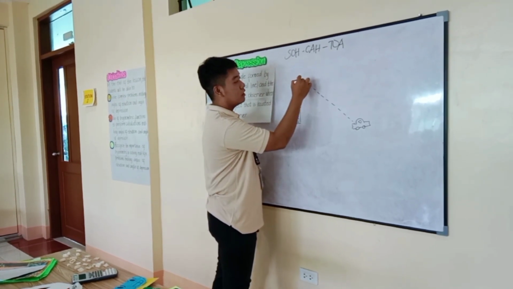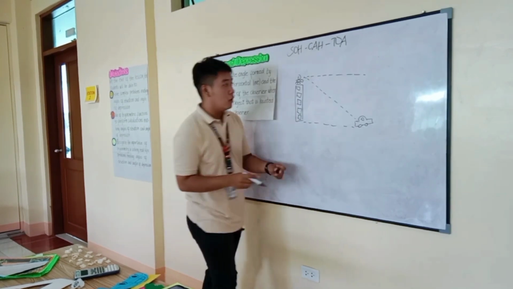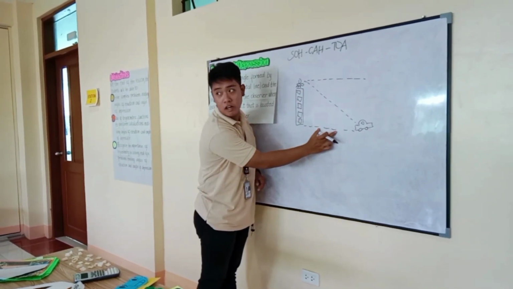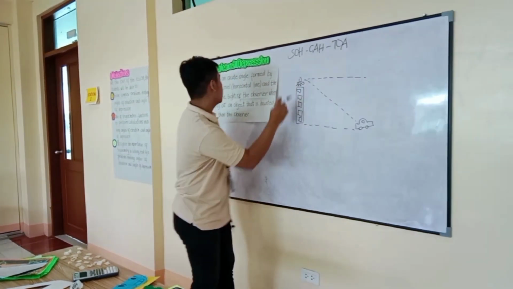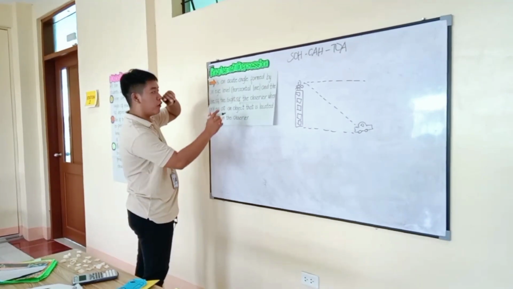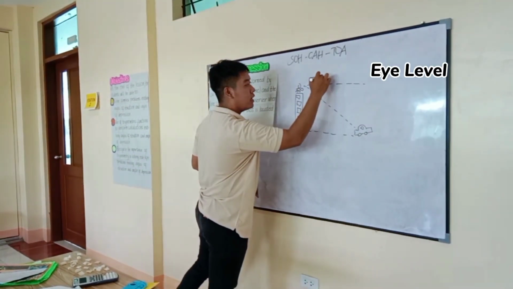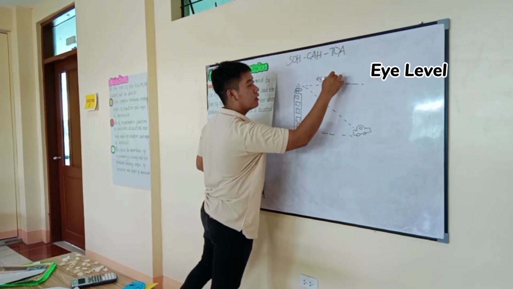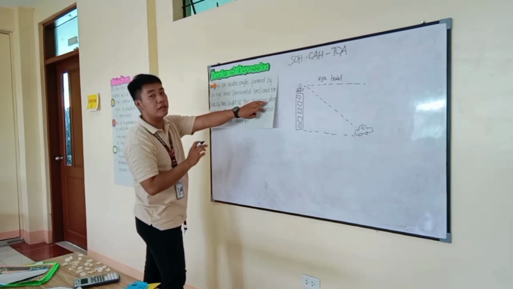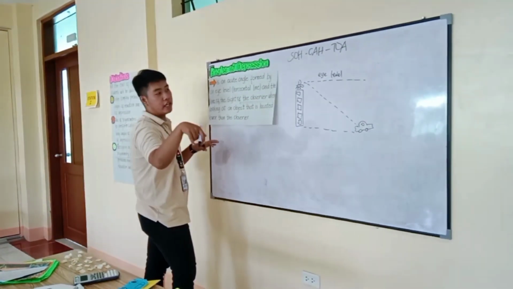Then, here, and here. The pressure of this one is higher, same as here. Understand? Then, it says here that the angle of depression is formed by an eye level. Here. This is the eye level. And the line of sight of the observer when looking at an object that is located lower than him.